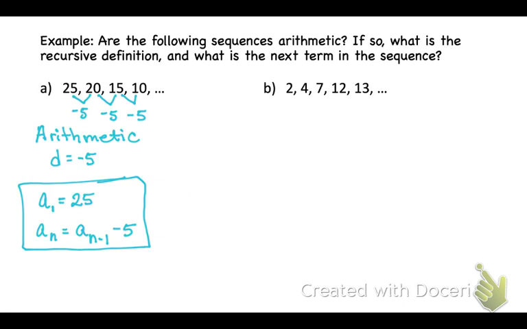So try the next one on your own. That would be our final answer. Yes, the boxed would be your final answer. Well, all of it is, because it asks, is it arithmetic? What's the common difference? But the definition would be the box.